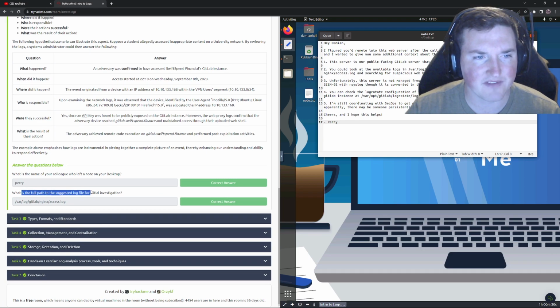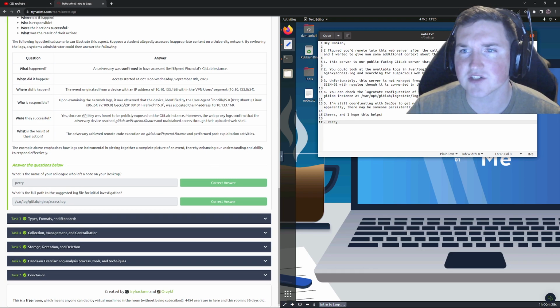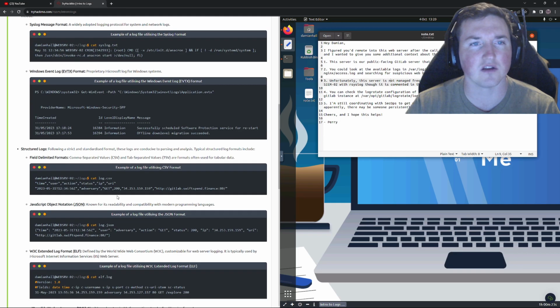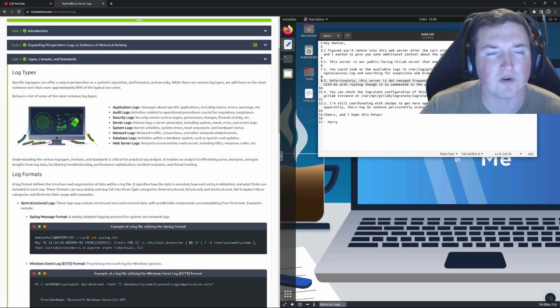Okay, so what is the full path of the suggested log file? Well, he suggested that we first start with this access log. Okay, cool. So we've now got a location. Okay, so now what type of logs are there?